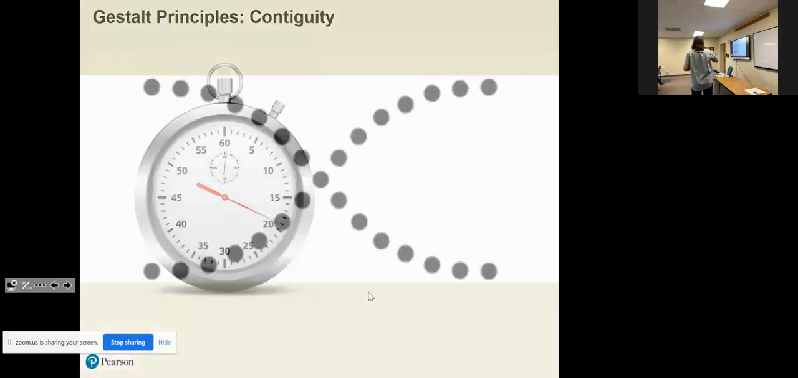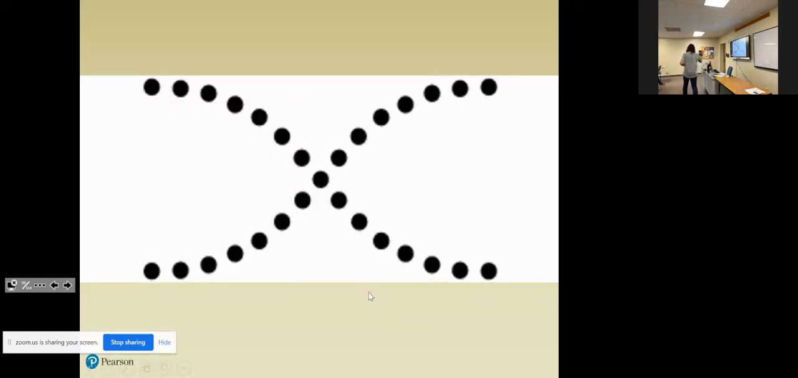Whereas, oops, I didn't have the other slide on here. What could possibly be happening here is somebody drew here, stopped here, and then came over here. But our minds automatically tell us that it's probably one continuous line. So that's the principle of continuity.